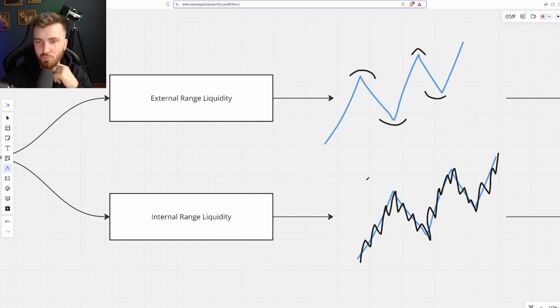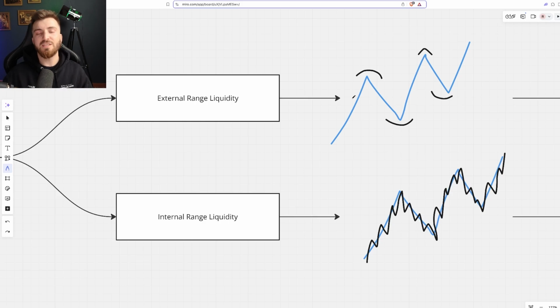And then internal range liquidity is that while we are forming these highs, there's always going to be pullbacks, there's always going to be wicks. And one of the things that you have to understand is that liquidity is resting orders. Every time that there is a buyer, there needs to be a seller. Every time there is a seller, there needs to be a buyer. Because the market is efficient. That's how the market moves. The market is a zero-sum game. Doesn't really matter. That's how the market moves. There needs to be liquidity.